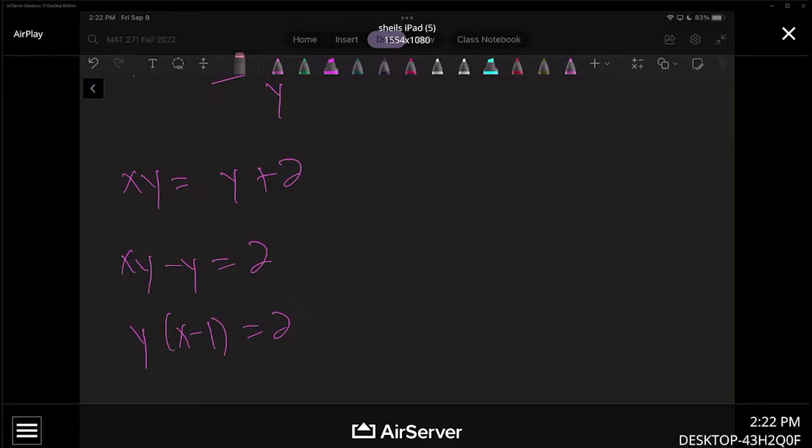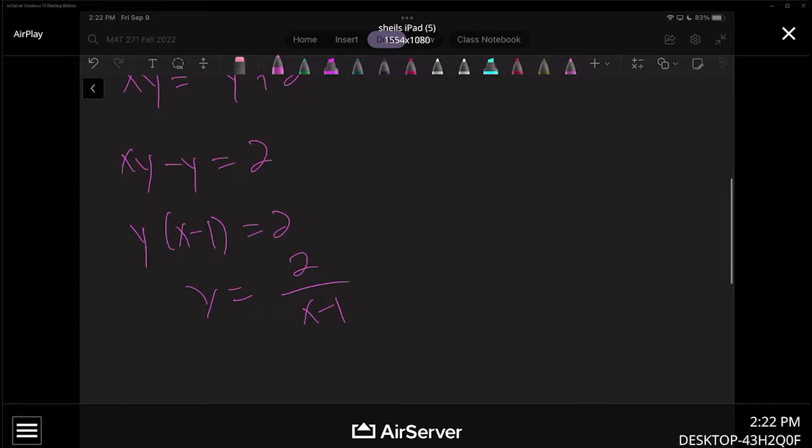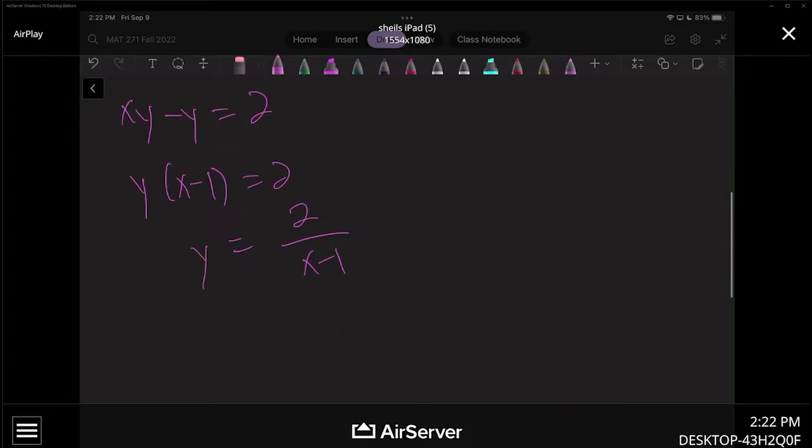And we get that y equals 2 over x minus 1. And so this is my f of x. F of x is 2 over x minus 1.